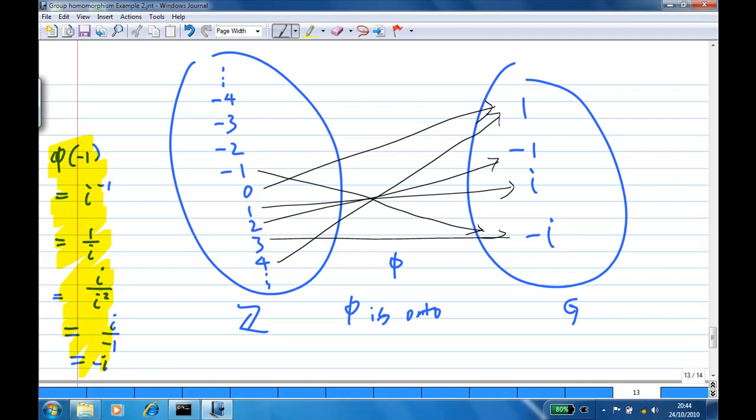Since this mapping is onto, we know that the image of phi will be the whole set G, which consists of 1, minus 1, i, minus i. And this is the end of the recording.